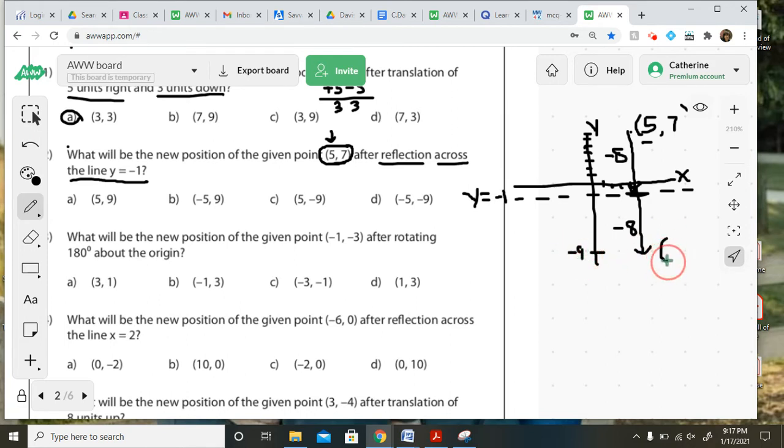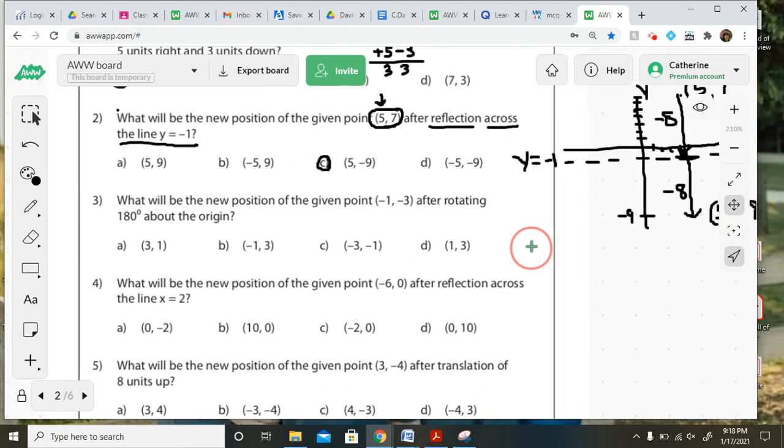So our new point, my x-coordinate is still going to be 5. The x for this point is still going to be 5. The x doesn't change. But the new coordinate for this would be -9. So our point is 5, -9. And that's something that we haven't done before, but that's okay.